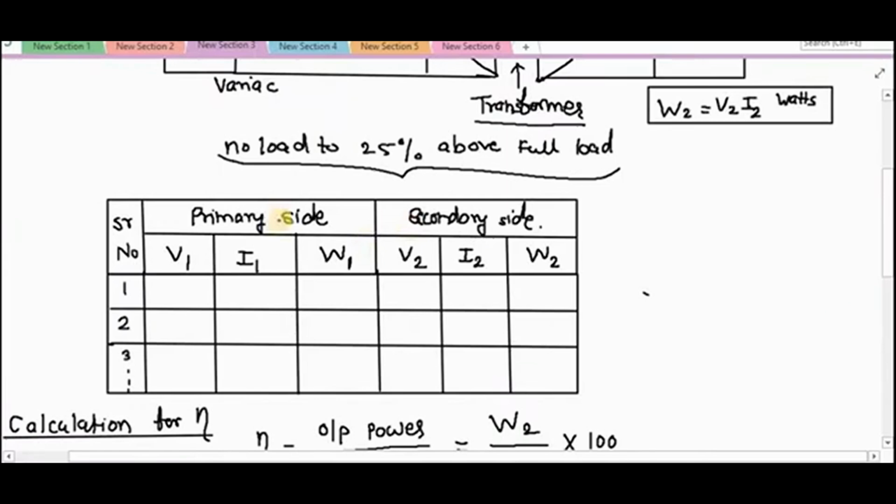So for the first reading, when my I2 is 0, my W2 will be 0. At that time, what is my V2? My V2 is nothing but E2, right? What is this V1? This is the rated voltage of the transformer. At that time, my primary will take some value of current. Primary will take some power from the supply to overcome the no load losses, right? So this reading is for the first; now for the second reading, suppose you are getting some voltage here. So E2 minus this voltage divided by E2, you can find out the regulation.